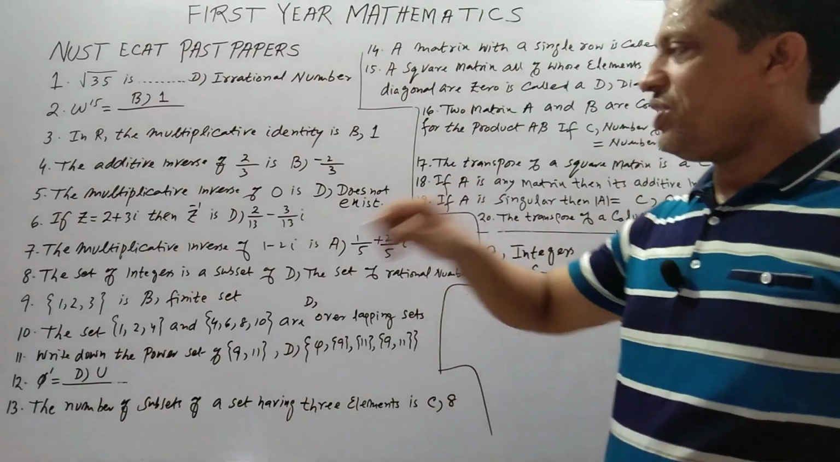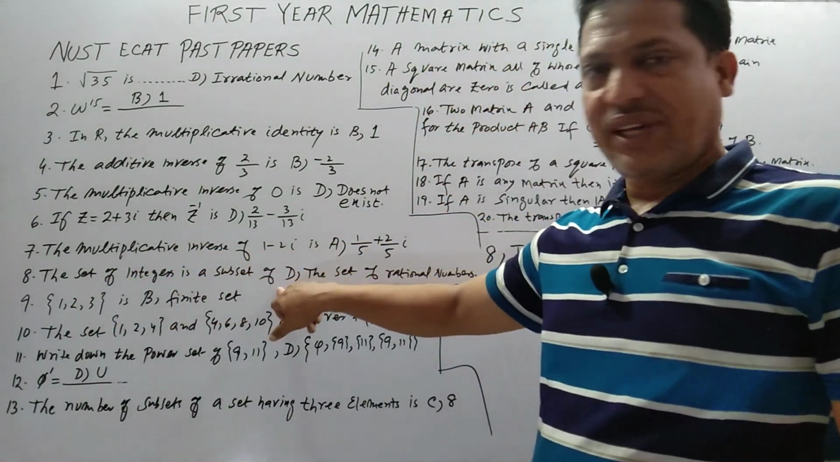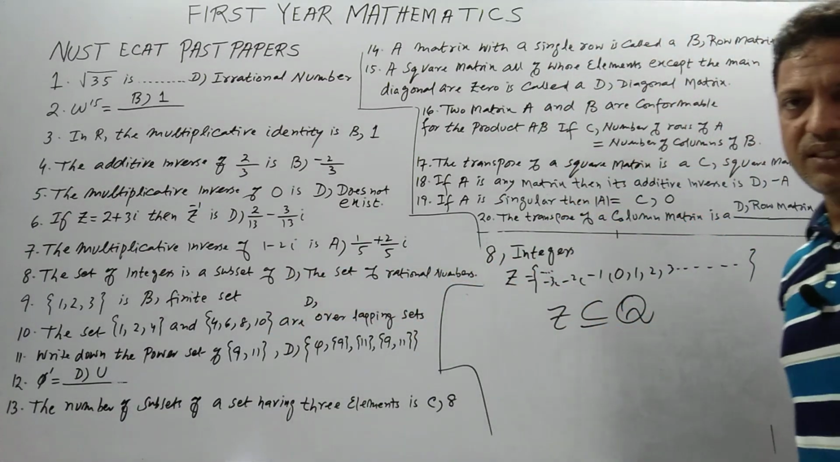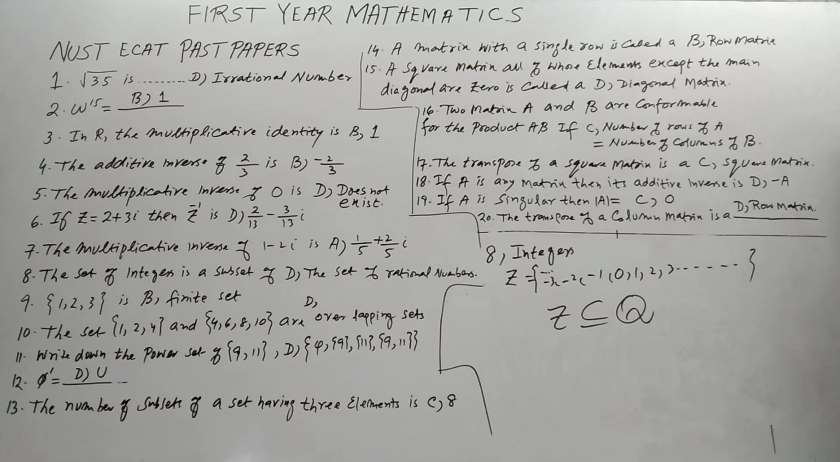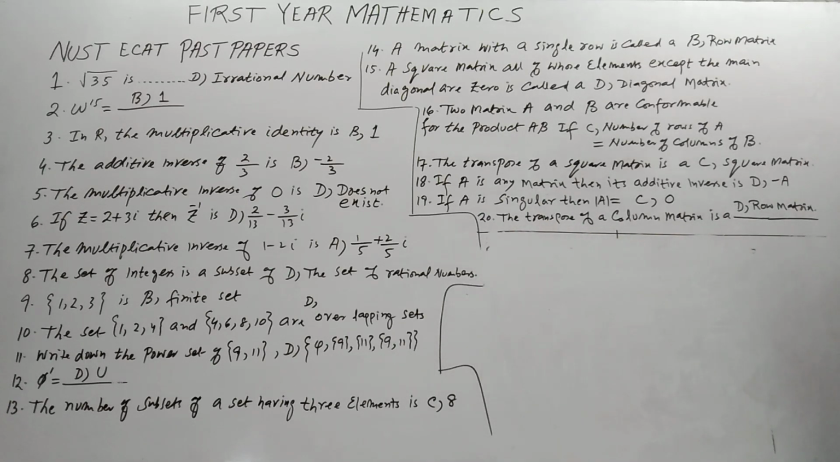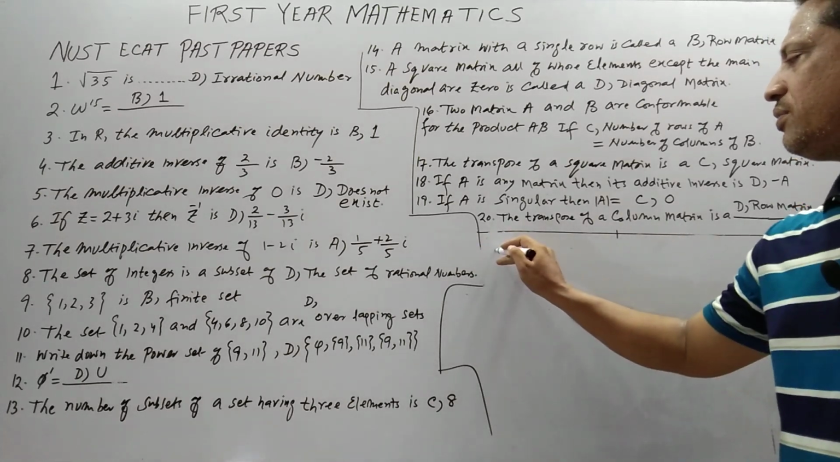Therefore, the answer of question number 8, the set of integers is a subset of, correct option is D, the set of rational numbers. And I have given the concept of question number 8. Now, come to question number 9. Very easy.